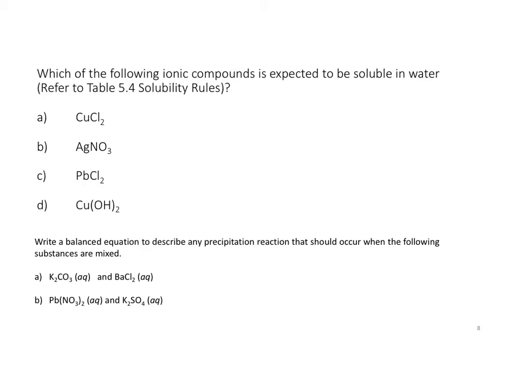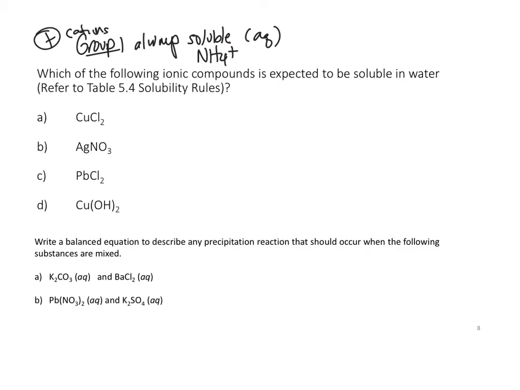So anything in group 1, so these are the things I do memorize. Okay, so your group 1, your alkali metals, always soluble. So you can just write AQ. So potassium, sodium, lithium, and then there's a polyatomic that's always soluble, which is ammonium. So these are your pluses. So these are the ones that are going to come first.